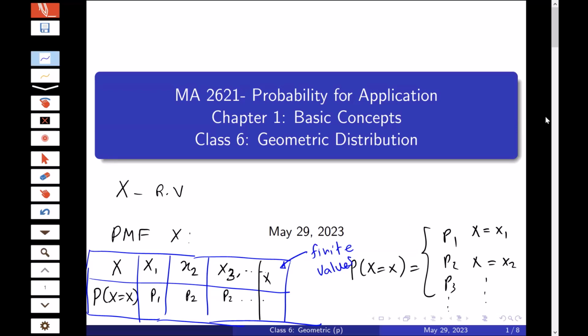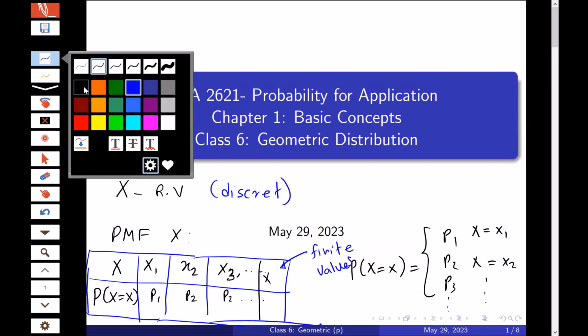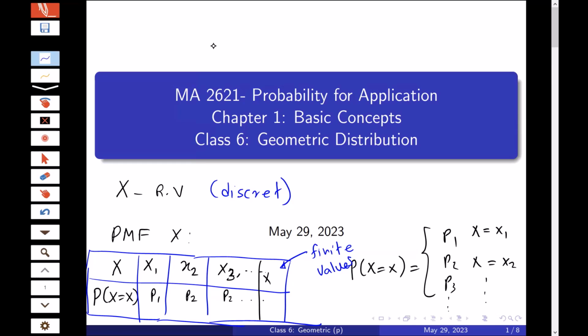Okay. So now today we are going to learn some specific random variable which is still a discrete random variable. So we are still discussing the discrete random variable. Today we are going to discuss specific discrete random variables which have brand name distributions. So the first distribution we are going to learn is geometric distribution.